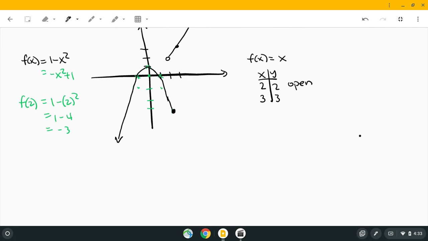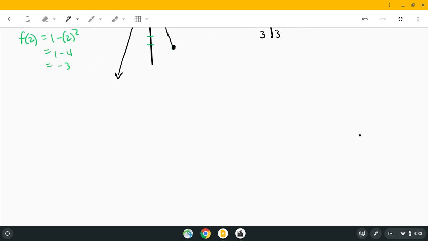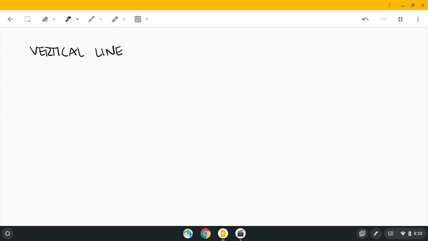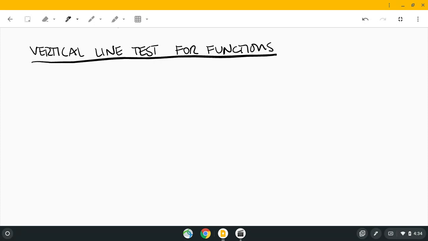All right. So that's it for piecewise. There's one more thing I need to go over, the vertical line test for functions. You might know this already. So if you're given a graph and they're asking you, is this a function, yes or no, you can use what's called the vertical line test.